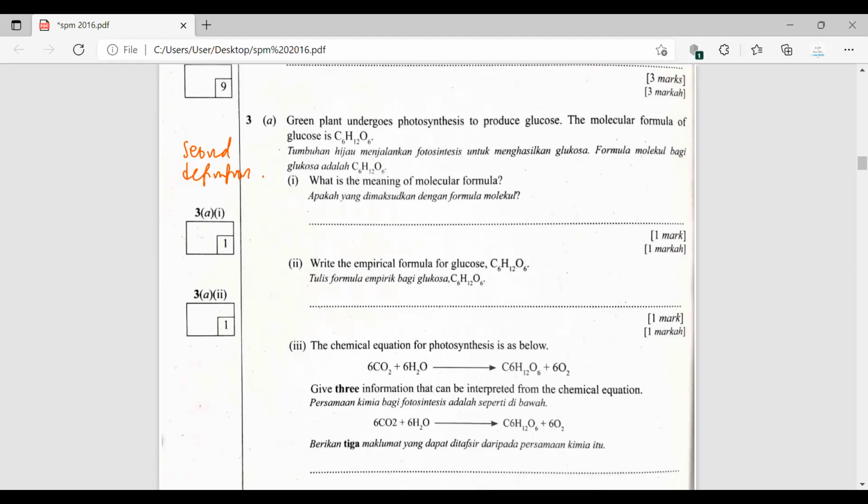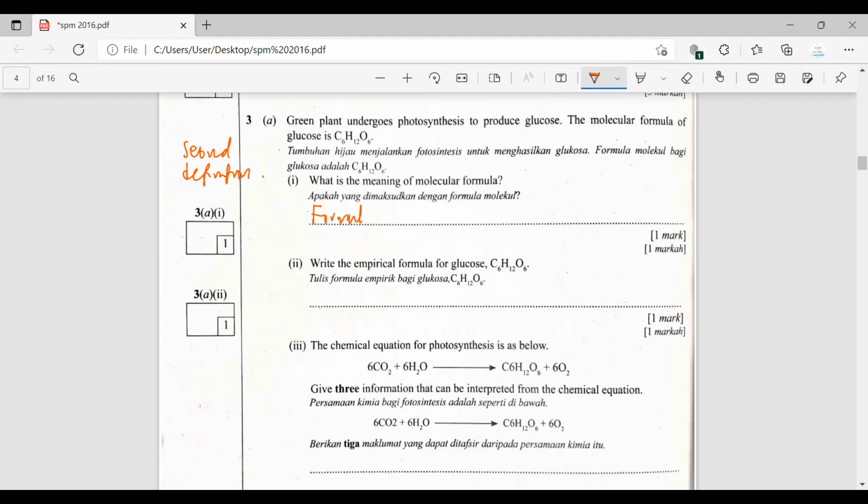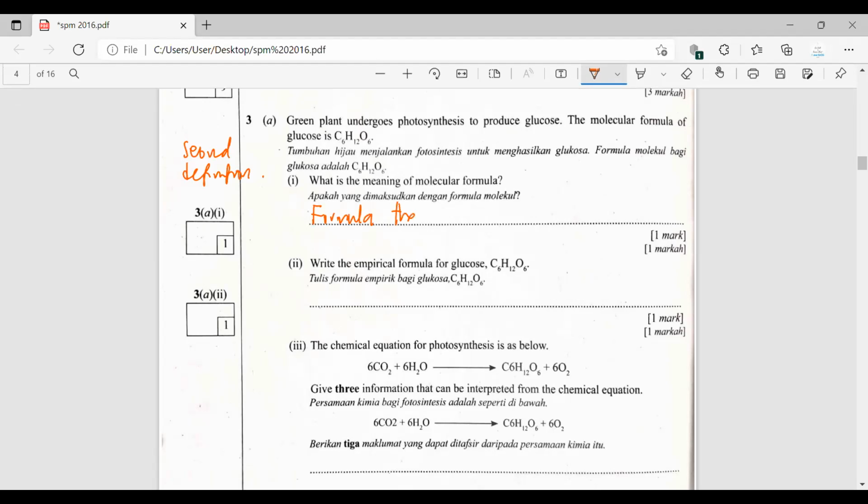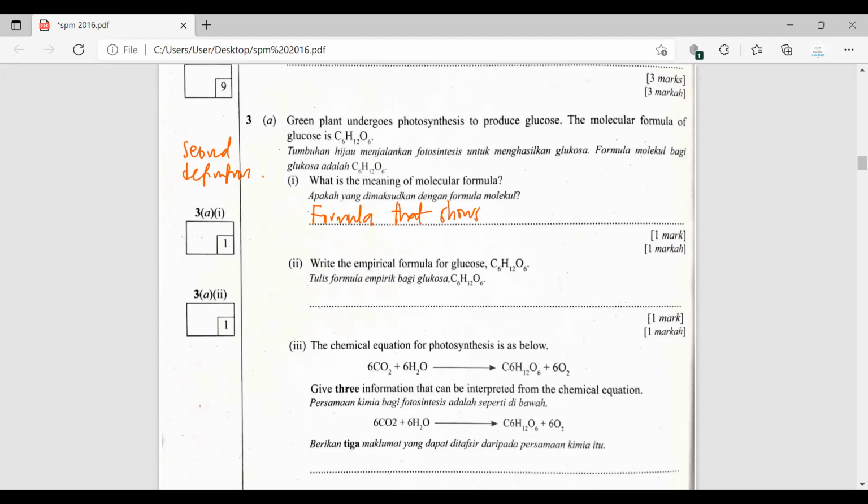Try. Someone's trying. A chemical formula that shows the actual number of atoms of element in a compound. You can also put in a molecule. He managed to type that. Correct. If you didn't put the word chemical, also okay, they accept formula. A formula that shows. You use your blue color pen first. Later, teacher will give you another color to give you all the rejected answers.